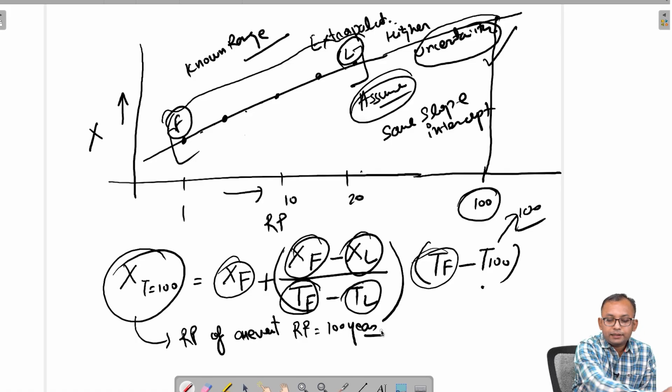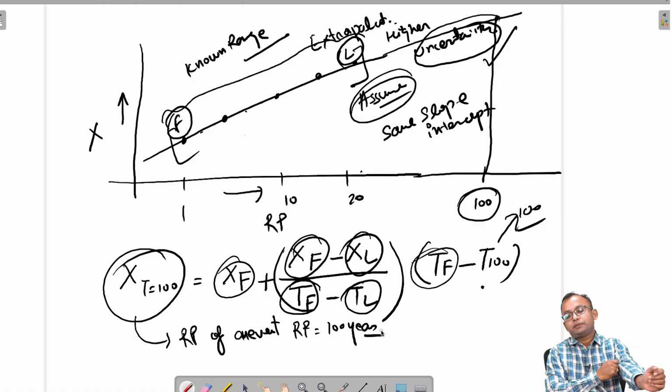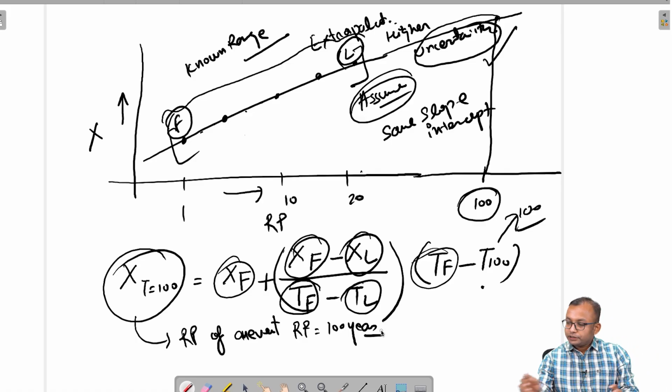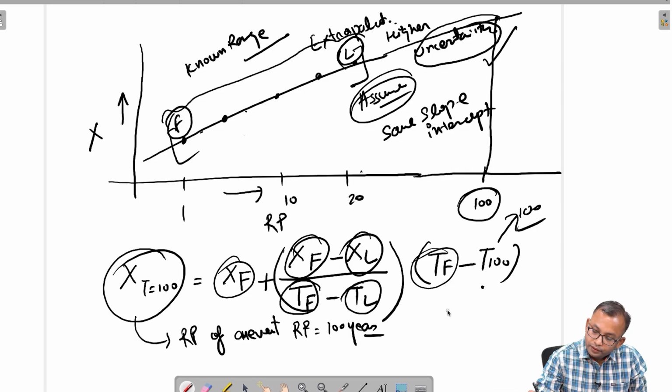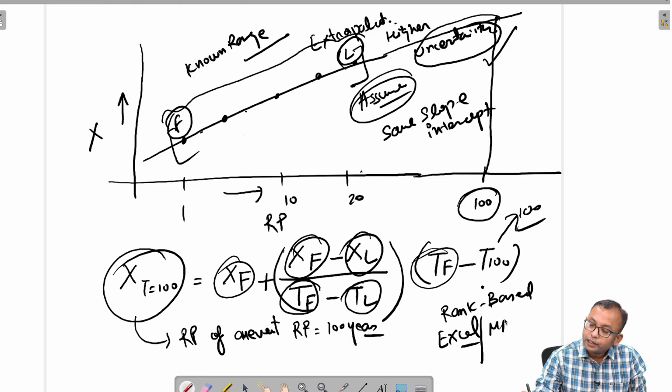So, this is a very simple way of dealing with this. How do we implement all of these? For rank calculation and rank-based probability calculation, you can use Excel, or maybe you can use MATLAB to do this kind of analysis.